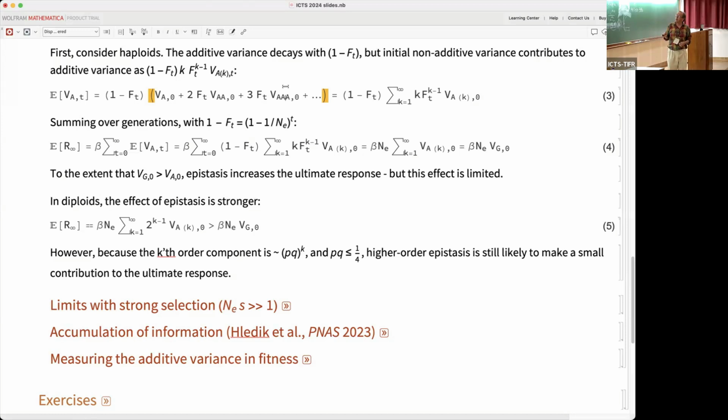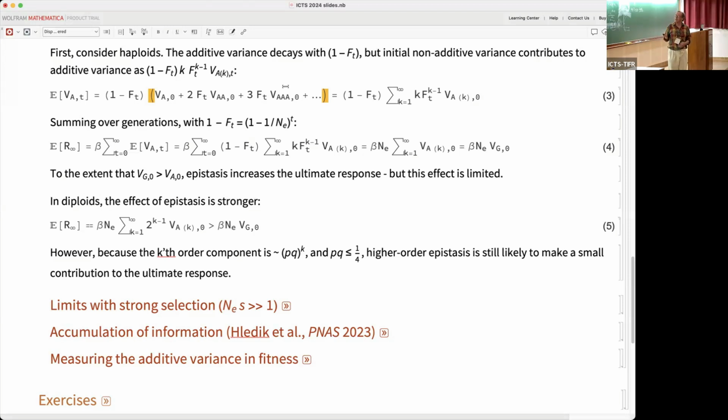If we do it for diploids, we get something very similar, but we actually get a factor of 2 to the k minus 1, amplifying the effect of the non-additive variance. So the non-additive variance does contribute relatively more in diploids. And you could imagine this could blow up, but it's pretty hard to see how one can do that. One can concoct really bizarre models that will do that.